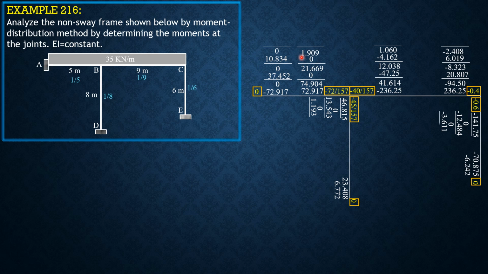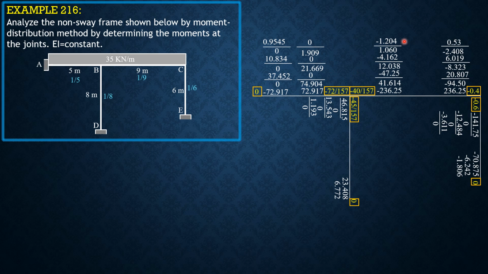Half of 1.909 is 0.9545, half of 0 is 0. Half of negative 2.408, negative 1.204, half of 1.06, 0.53. Half of, remember 0 here, so 0. Then half of negative 3.611 here, negative 1.806. Then half of 0, 0 there. Then half of 1.193 here. Then distribute 0.9545 times 0, it's 0, lock.